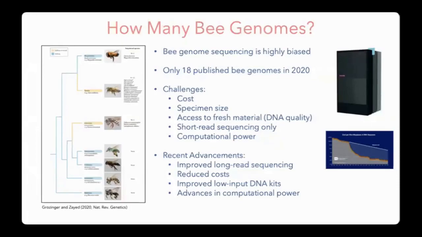Given that the honeybee genome was first published in 2006, why is the accumulation of bee genomes rather slow? The answer is that there are many challenges to getting a good reference genome. High cost, limited access to fresh material, small specimen sizes, and lack of computational power have made generating reference genomes a challenge. However, these challenges are starting to go away as the sequencing costs decrease and the molecular and computational tools improve.